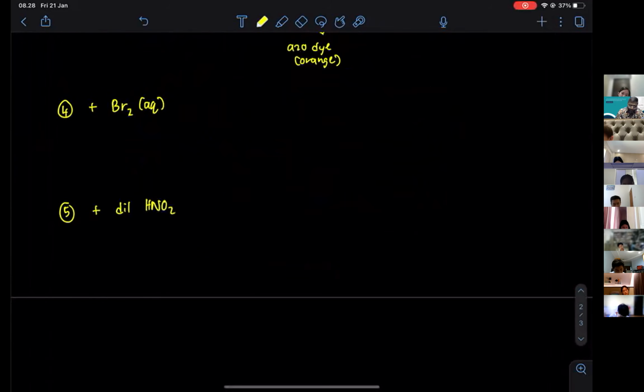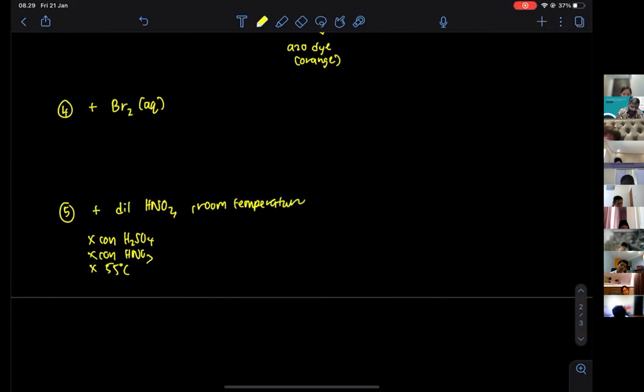You do not need to have concentrated H2SO4, no need concentrated HNO3. No need to have 55 degrees Celsius. This one is room temperature. So under all these conditions, this one no need HBr. So this reaction can happen.